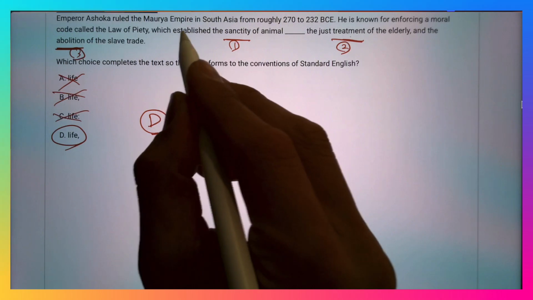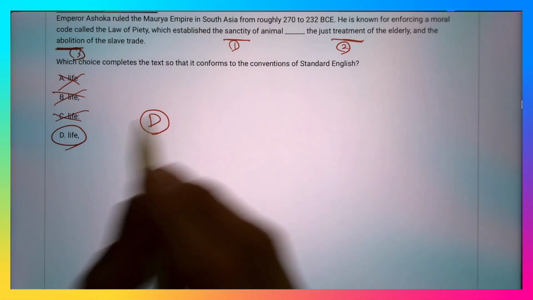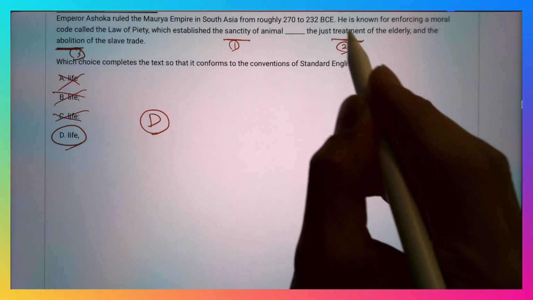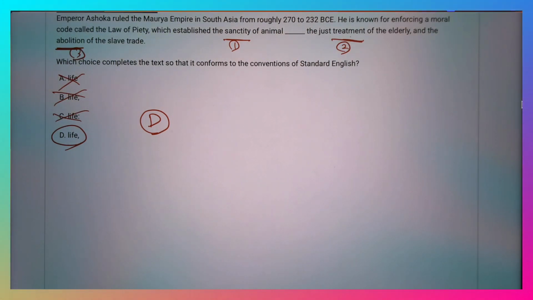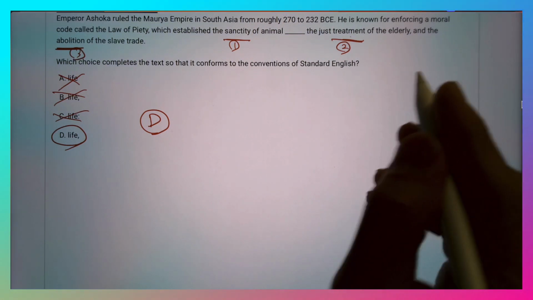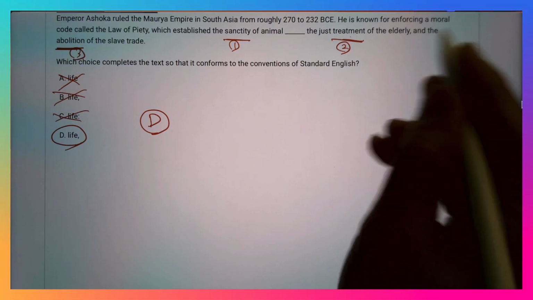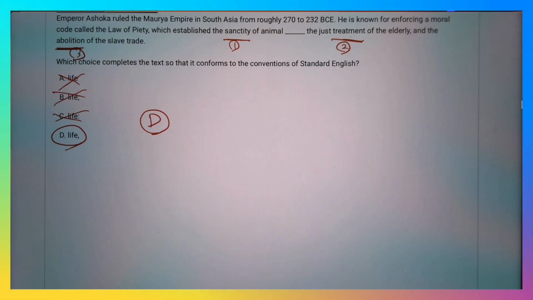If you read it, which established the sanctity of animal life, comma, the just treatment of the elderly, comma, and when you have three or more items, you do need the conjunction "and" before the last item. So comma, and the abolition. The correct answer is D, everyone.